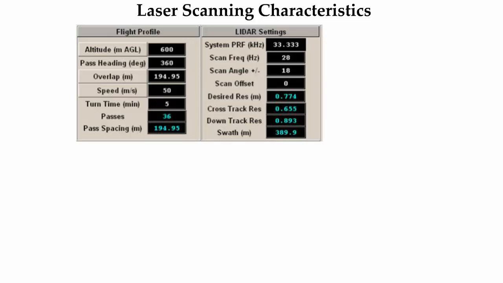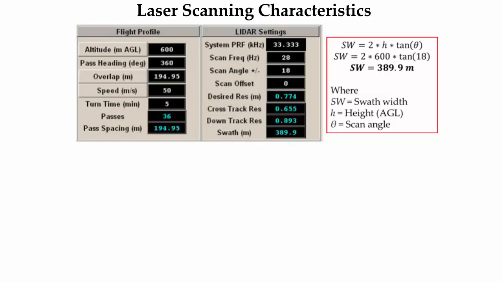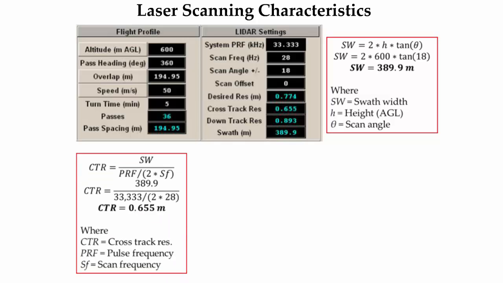First, please note that the calculated number of passes is determined by the area being surveyed, which is not shown in the graphic. Given that the sensor operates at 600 meters above the ground level and has a scan angle of plus or minus 18 degrees, we can calculate the swath width of 389.9 meters using simple trigonometry. The swath width is needed to determine the cross-track point spacing or cross-track resolution per this manufacturer's software.